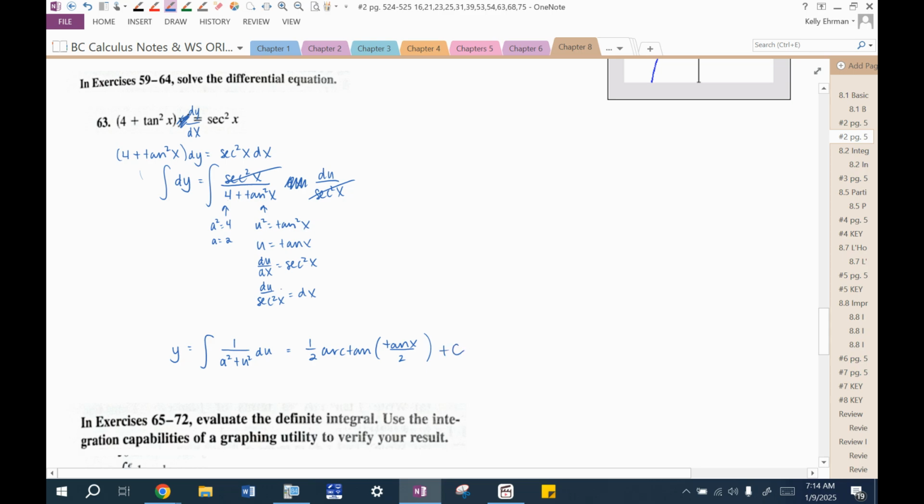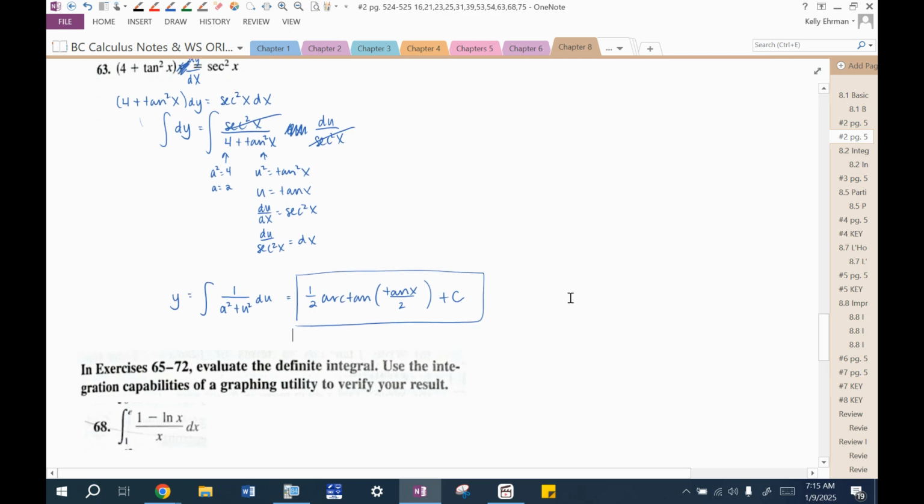We're supposed to be plugging in, oh no, we're not, just solve the differential equation. So that's it. They don't give us an initial point. So this is my solution to this differential equation. Now, arctangent of tangent, can those cancel each other out? I don't think so because it's divided by 2. So I'm not going to mess with simplifying that.